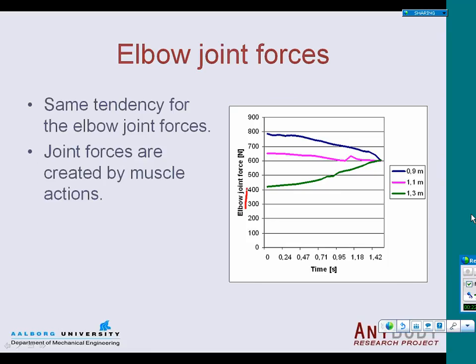If we look at the elbow forces, which were really the issue here, we get pretty much the same results. Here we have on the second axis now the elbow joint forces in Newton, and you can see that we have much lower elbow joint reaction forces when we have the high location of the handle than we have when we have the low location of the handle. In fact, the forces are only half with the high location of the handle.